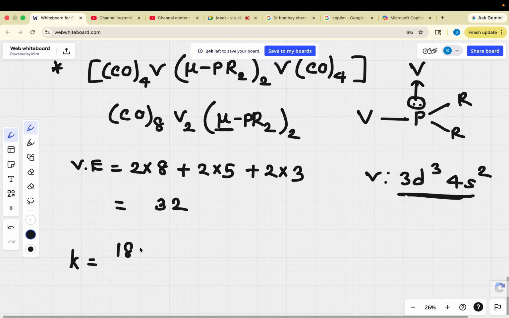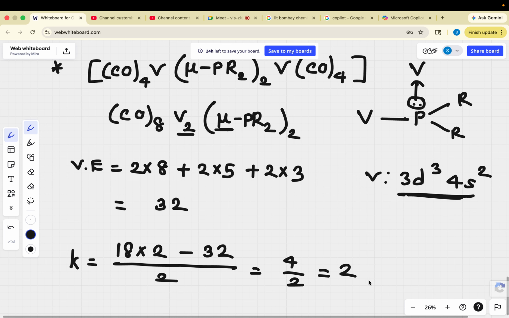So 18 into number of metals, so you have 2 vanadium, so 18 into 2 minus valence electron, which is 32, divided by 2. So what are we getting? 4 by 2 is equal to 2. Clear?